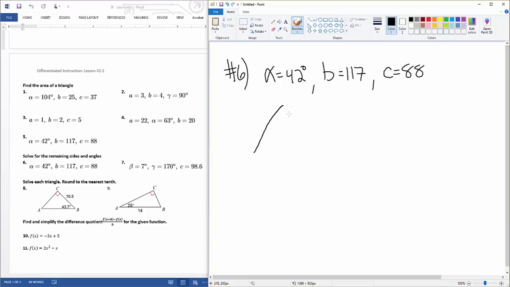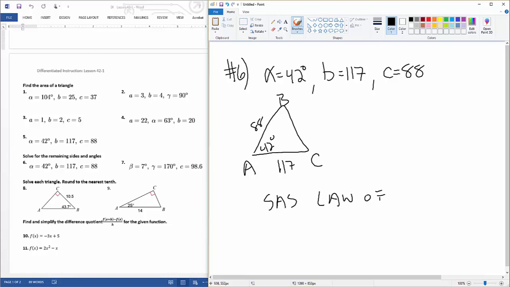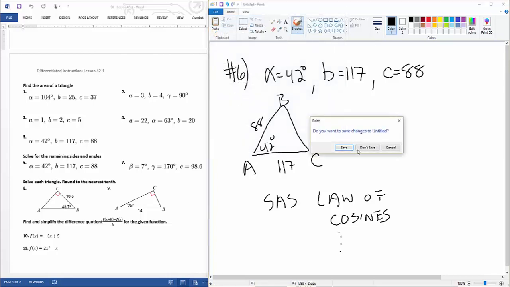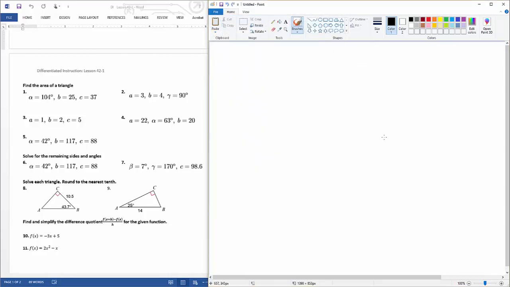So for this one, we got to draw it. So because it's side angle side, we're going to use the law of cosines. And then refer to the law of cosine stuff to be able to do that. Number 8, solving each triangle.